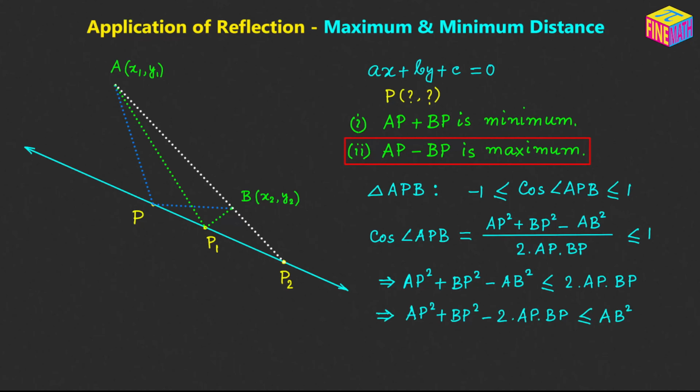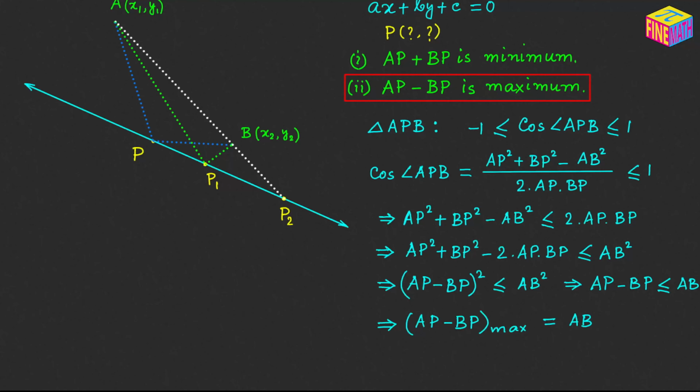And then on the left hand side, you can see that we are going to have AP minus BP whole squared, and on the right hand side, we are going to have AB squared. And from there, we can easily say that AP minus BP is less than or equal to AB. That means the maximum value of AP minus BP will be AB, because AP minus BP is either equal to AB or less than AB. So the maximum possible value would be equal to AB.